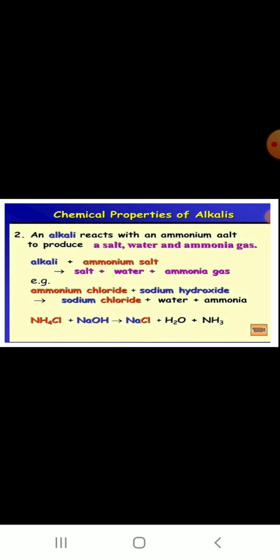An alkali reacts with an ammonium salt to produce salt, water, and ammonia gas. Children, in the equation you can see it very clearly: ammonium chloride NH4Cl plus NaOH gives rise to NaCl plus H2O and ammonia gas. This is how an alkali reacts with ammonium. Sodium hydroxide reacts with the ammonium salt to produce salt, water, and ammonia gas.